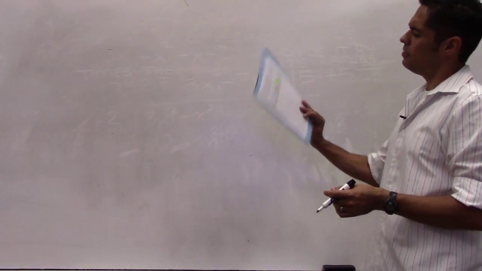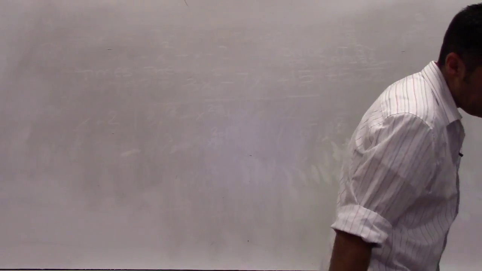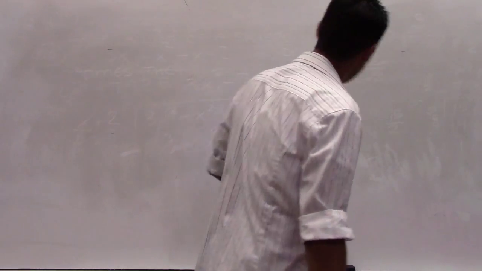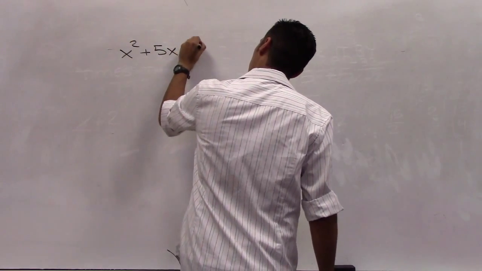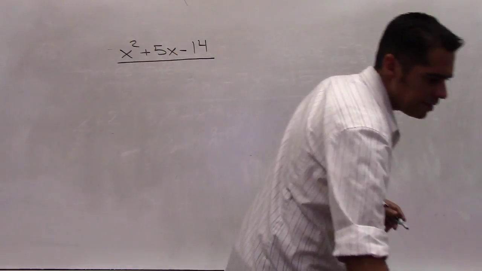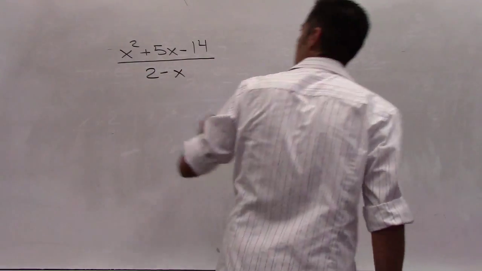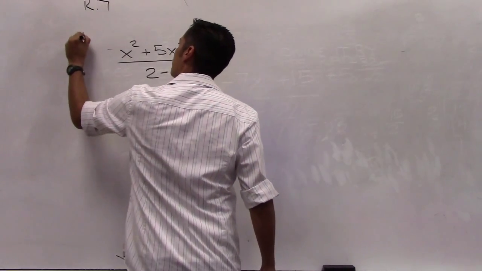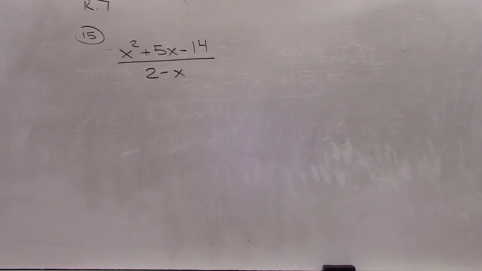I never changed the schedule on this thing. All right, so what am I doing? Number 15, x squared plus 5x minus 14 over 2 minus x. This is number 15 in R7. The instructions on this problem are to reduce each rational expression into lowest terms. So they want you to clean that up if possible, make it look a lot better than it does.